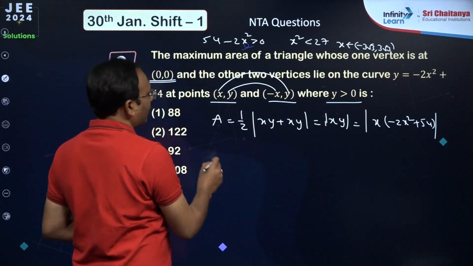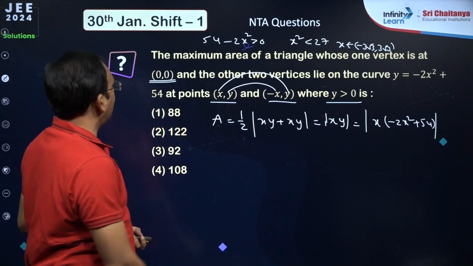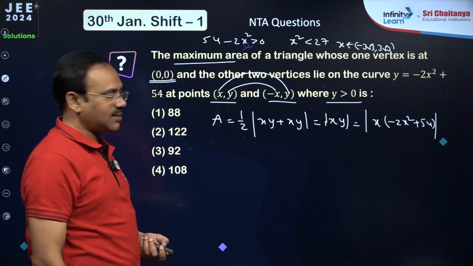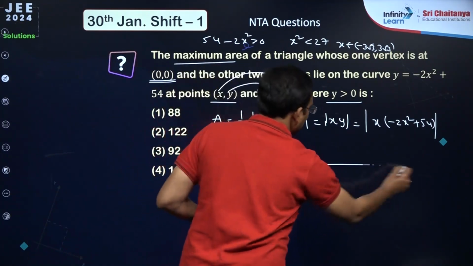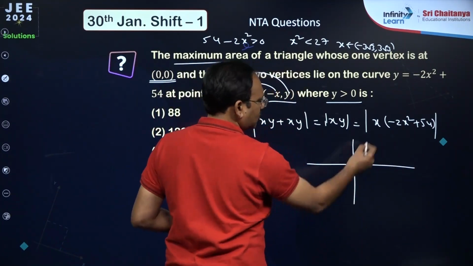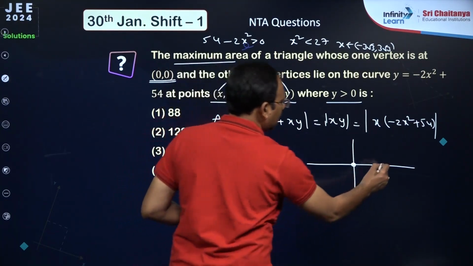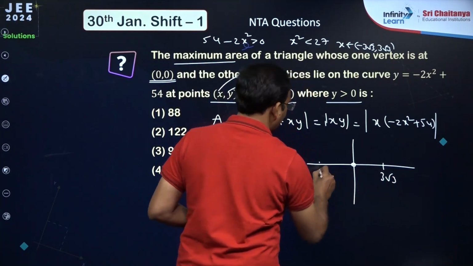Moreover, this area function, you need to find the maximum area of the triangle. You have to maximize this particular expression. You can just see here, my dear friends, this particular expression becomes 0 at 0 and this becomes 0 at 3 root 3 and at minus 3 root 3.